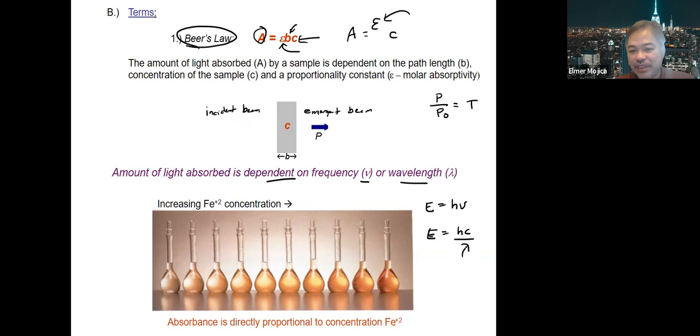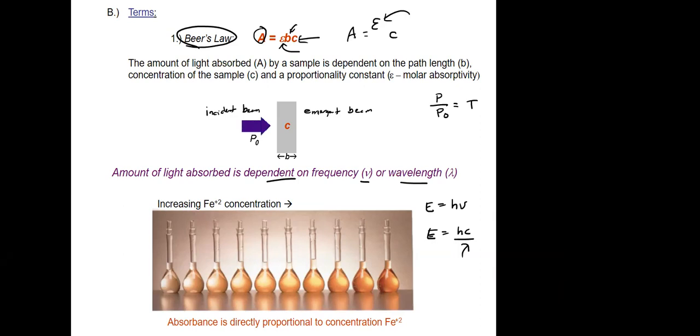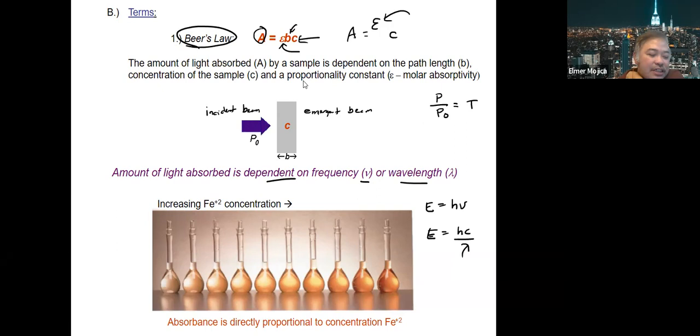It is inversely. Okay? So this is usually where you take advantage of absorbance, because if you look at absorbance, the higher the concentration, the more intense the color that is observed.